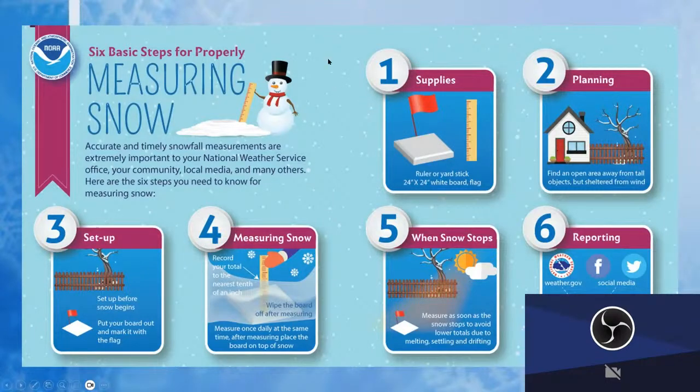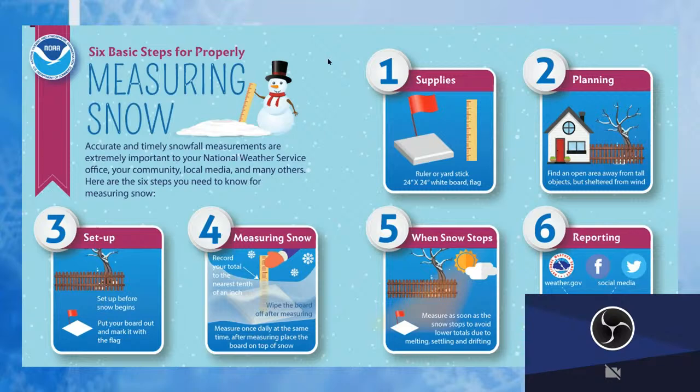So here we go. Supplies: a ruler or yardstick. They suggest a 2 foot by 2 foot board with some sort of flag on it so you can locate it. Use an open area, sheltered from wind. Set it up before the snow begins. Don't wait till it's falling. Good idea to set it up not in tall grass.